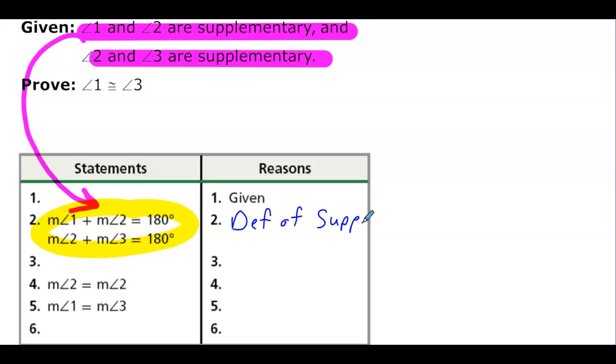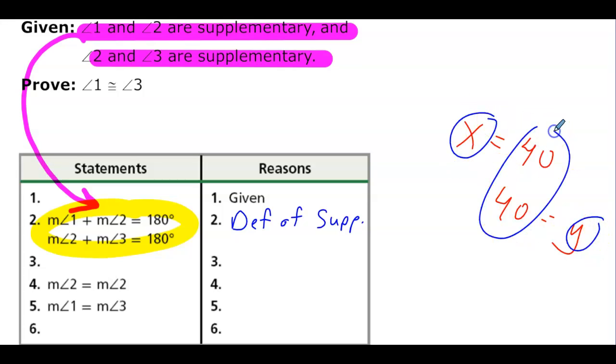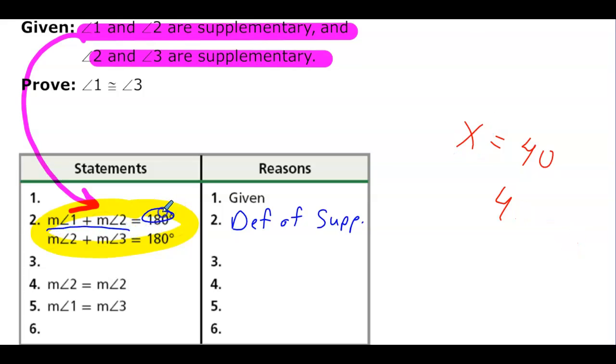Okay. Step 3. I'm going to kind of give this to you. So if two things are both equal to 180 degrees, then they're equal to each other. And that's, once again, our transitive property. I'm going to make it a little bit easier. So once again, if we know that x equals 40 and 40 equals y, well, then obviously x would equal y if they both equal 40. Well, something similar is happening here. This is equal to 180, and this is also equal to 180. So therefore, they must be equal to each other. Okay, that's our transitive property of equality.